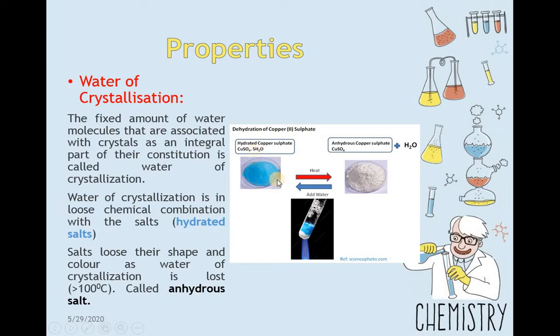This is blue in color. If you heat it, you will get the white, that is anhydrous copper sulfate, and you will get here 5H2O. And if you add water again, you will get the blue color. Generally, one copper sulfate molecule can associate 5 molecules of water. So salts lose their shape and color as the water of crystallization is lost at about 100 degrees Celsius, and this copper sulfate is called anhydrous copper sulfate.